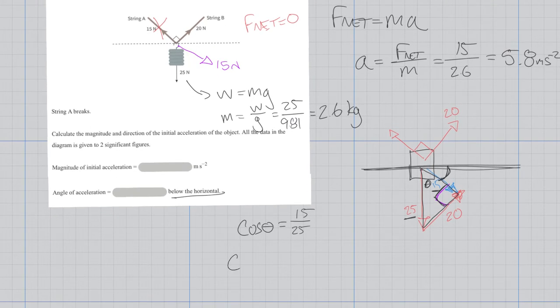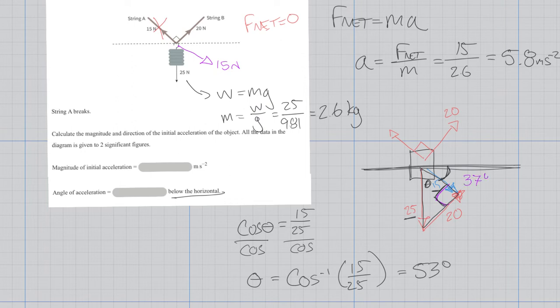I'm then going to divide each side pretty much by cosine. That's pretty much what we're doing. And so I get theta equals the inverse cosine of 15 divided by 25. That is going to give me 53 degrees, which, if that's 53, again, that's this angle here. I need this angle here. So 53 plus 37 is going to be 90 degrees. So this then is going to be 37 degrees below the horizontal.